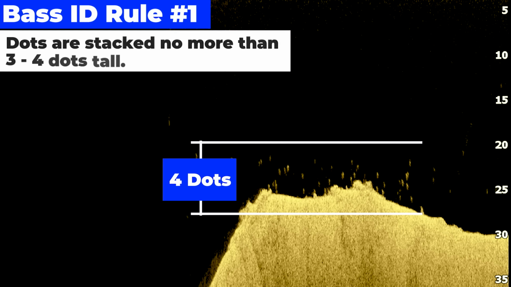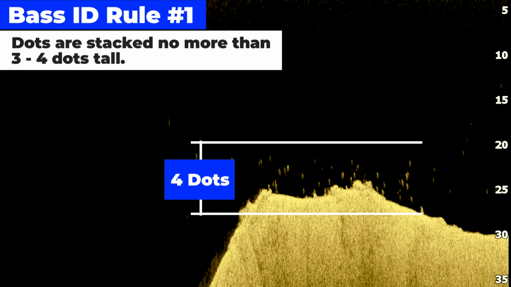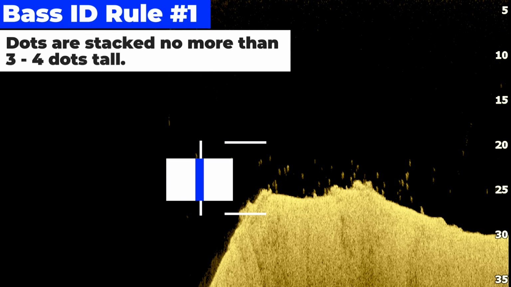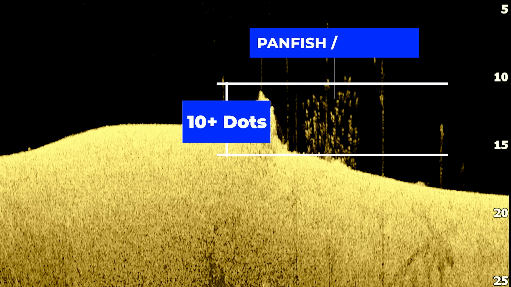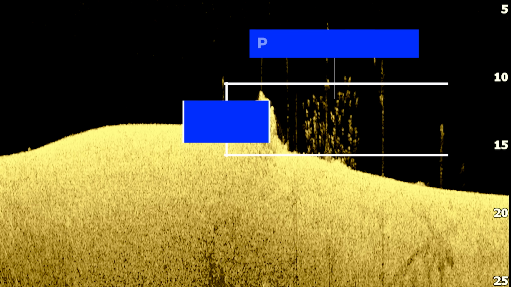The first rule in identifying bass is trying to find a group of fish that is stacked no more than 3 to 4 dots tall. If the fish are stacked more than 3 to 4 dots tall, let's say 10 to 15 dots, that's going to be some type of panfish in most scenarios, whether that's bluegill or crappie.